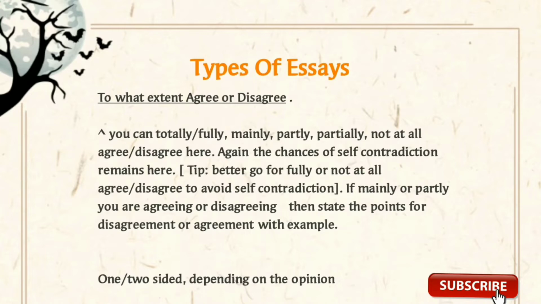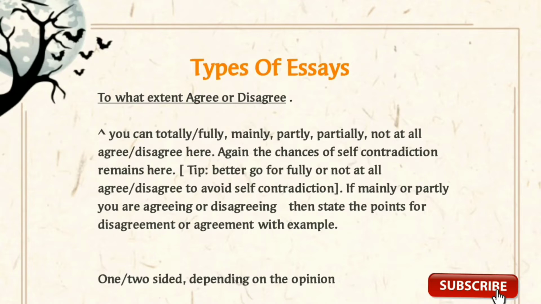Here you can totally or fully, mainly, partly, and not at all agree or disagree with the statement. There are chances of self-contradiction in this kind of questions. So the tip is better go for fully or not at all agreeing or disagreeing to avoid self-contradictions. In this kind of questions, if we are going for one side, it is better for us.